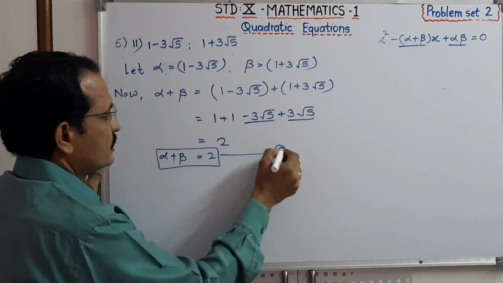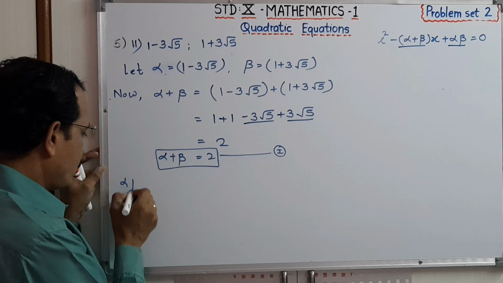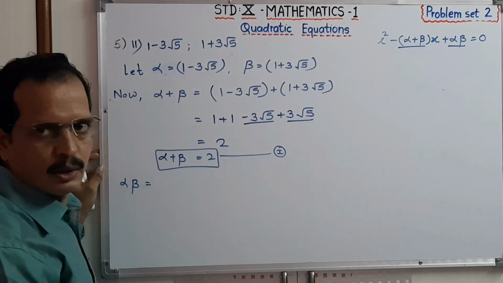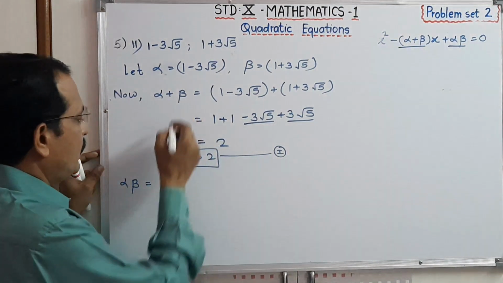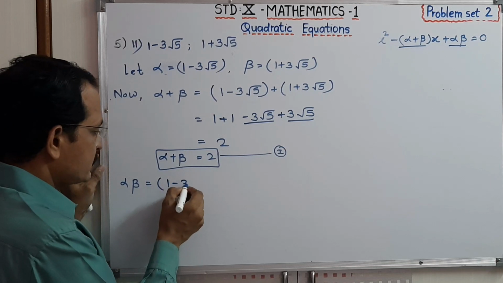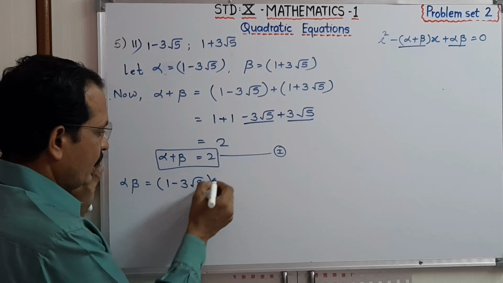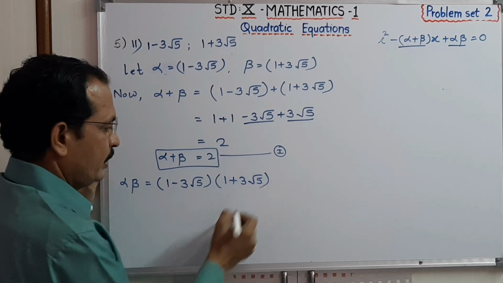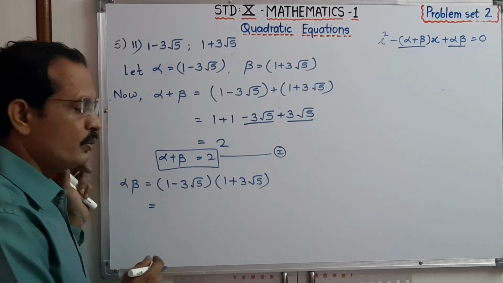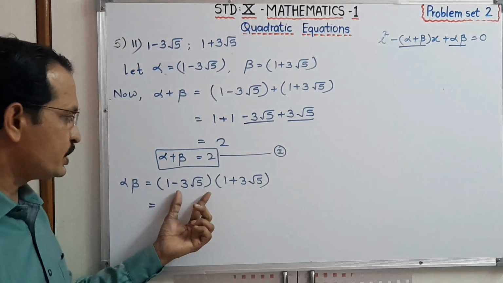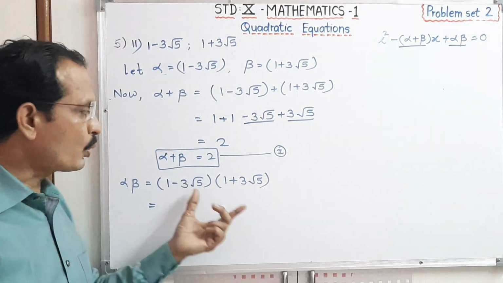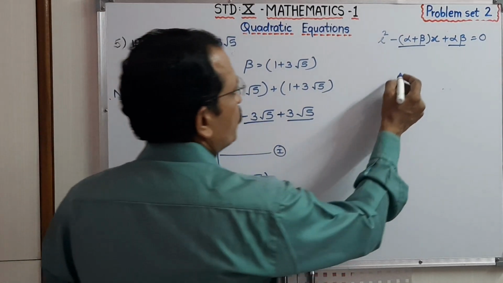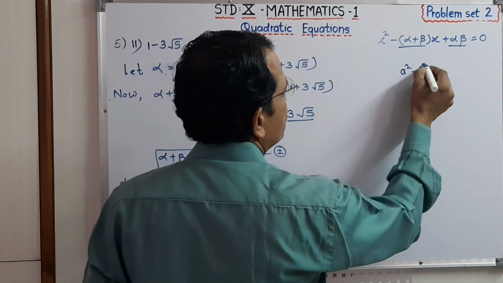This is first. Now we have to find out alpha into beta. Now alpha into beta. Alpha is 1 minus 3 root 5 and beta is 1 plus 3 root 5. Now dear student, we can simplify this by just doing the multiplication, or we can use here one formula, that is a square minus b square.